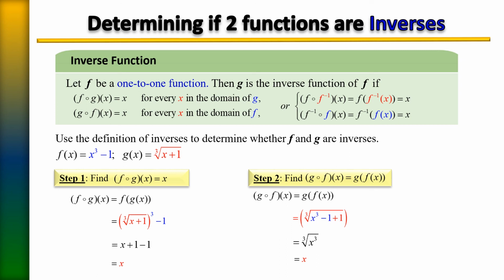So by definition again, you can determine whether two functions are inverses if you find f of g of x and it equals x. And then you turn around and find g of f of x and it equals x. So if that happens, that is your proof that both functions are inverses of each other. And there you have it.